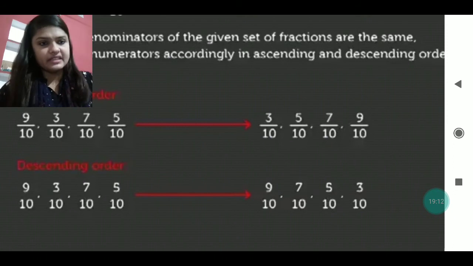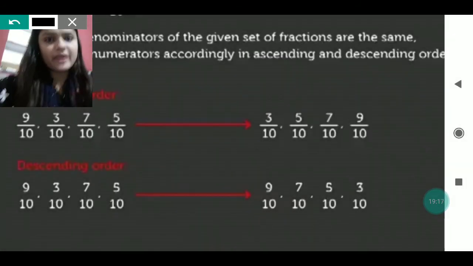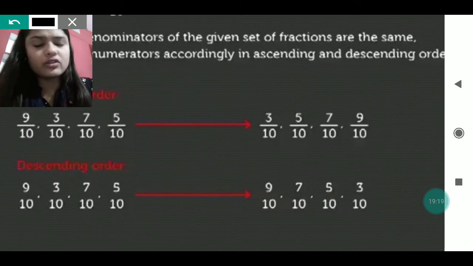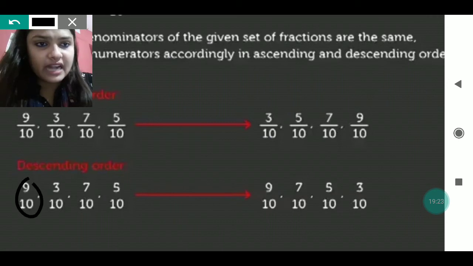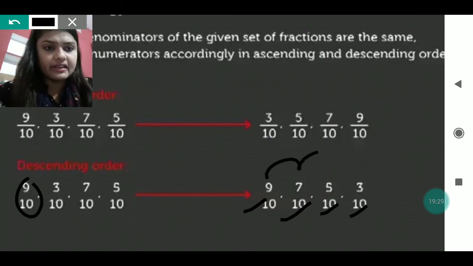The same process is there. Because already the denominators are same, nothing to do with it. Just compare the numbers and arrange it from the largest to the smallest. So which is the largest? 9 by 10. So that I will arrange first. Then 7 by 10, then 5 by 10 and then 3 by 10. Here it is decreasing.